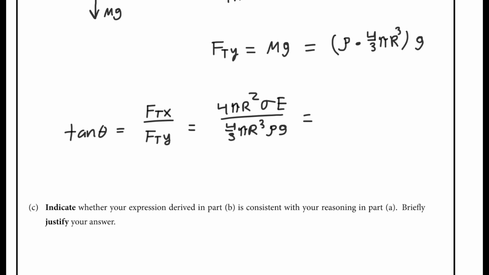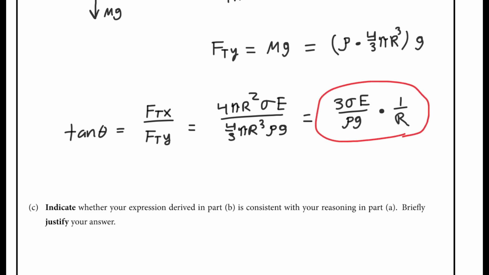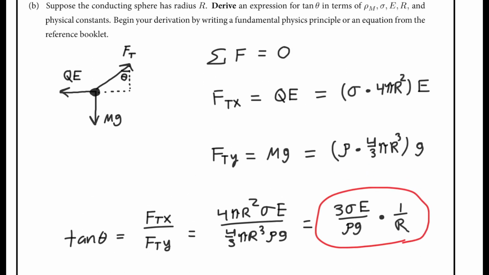So I see the pi's cancel, the 4's cancel, the 3's come to the top. So I'd get 3 sigma E divided by rho times g, and then 2 of the r squareds. The r squared on top cancels 2 of the r's on the bottom, so I'm left with a factor of 1 over r out front. So that's our expression for tan theta. 3 sigma E over rho g times 1 over r. And then we just have to answer the consistency question, whether this works with our part A.